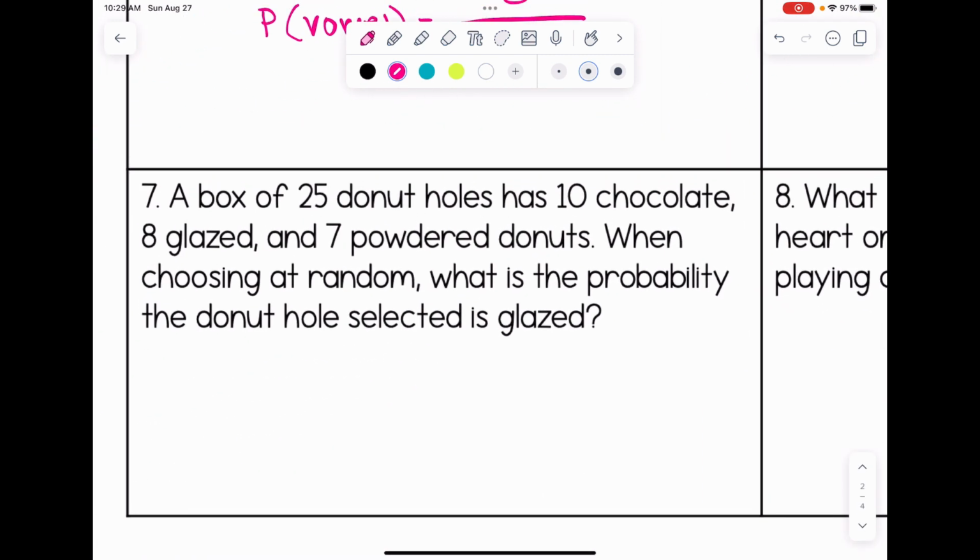Number 7, a box of 25 donut holes has 10 chocolate, 8 glazed, and 7 powdered donuts. When choosing at random, what is the probability that the donut hole selected is glazed? Well, the probability of a glazed donut hole is there are 8 to choose from out of 25 total, so 8 over 25.